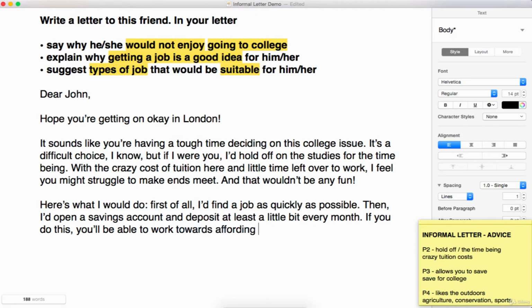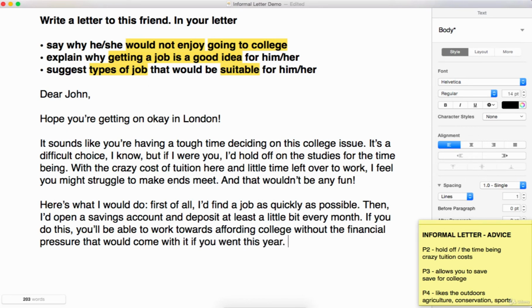affording college, let's say without the financial stress, maybe the financial pressure that, now this is going to be a little bit complex, see if you can follow this along, that would come with it if you went this year.